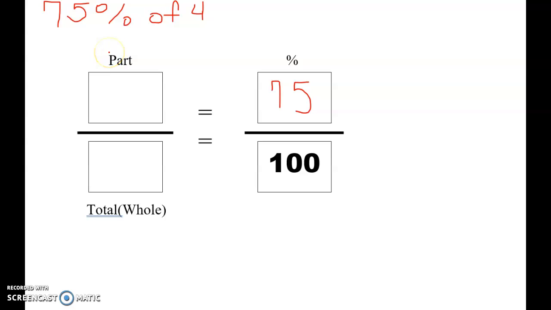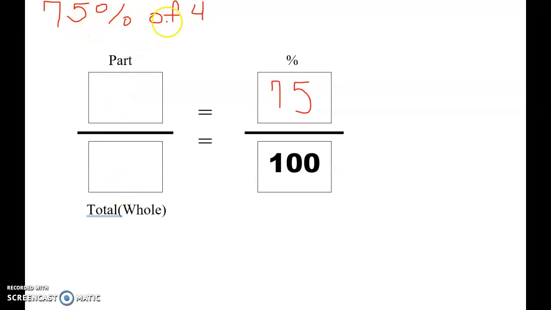Now over here, remember, a proportion is two equal fractions or two equal ratios. Remember, a ratio can also be a fraction. So I have a part and a whole. That's what a fraction is. You have your numerator that's a part and your denominator that's a whole.